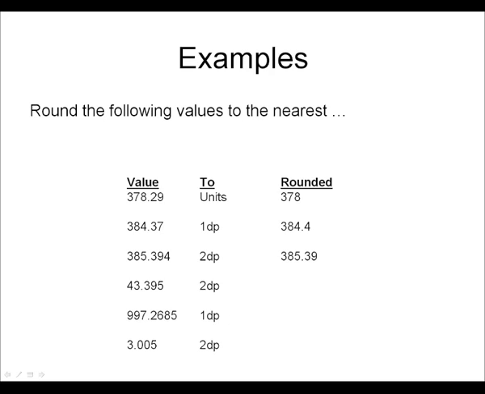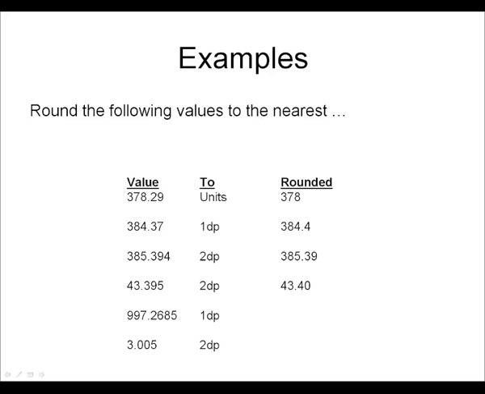The next one, 43.395, we're asked to go to two decimal places. So the digit we're interested in is the 9, and the value after that is the 5, so we go up to the next value. So we're counting 43.38, 43.39, and the next value up is 43.40, so we go to 43.40. And we write the 0 down as well, because that's a second decimal place. It's the digit we're interested in.